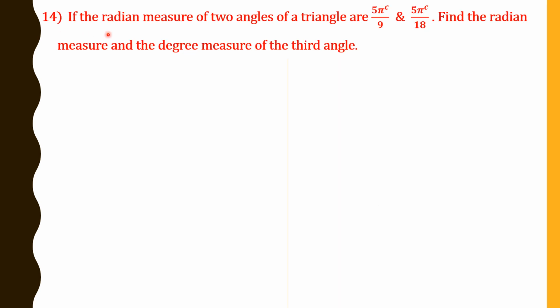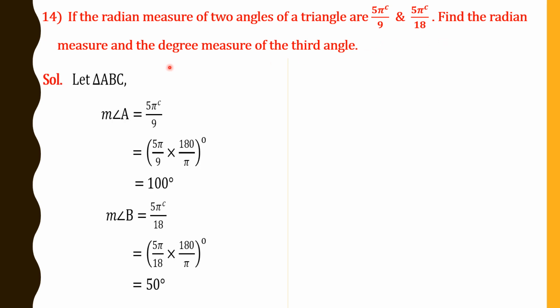Example number 14. If the radian measure of two angles of a triangle are 5 pi divided by 9 radian and 5 pi divided by 18 radian, find the radian measure and degree measure of the third angle. Here we are given two angles of a triangle in radian. For simplifying, we convert them into degrees. Also we know that the sum of the angles of the triangle is 180 degree. Using this result, find the third angle in degrees and radian.